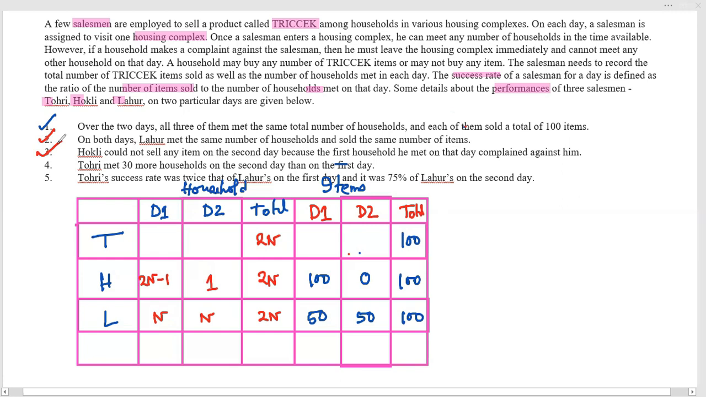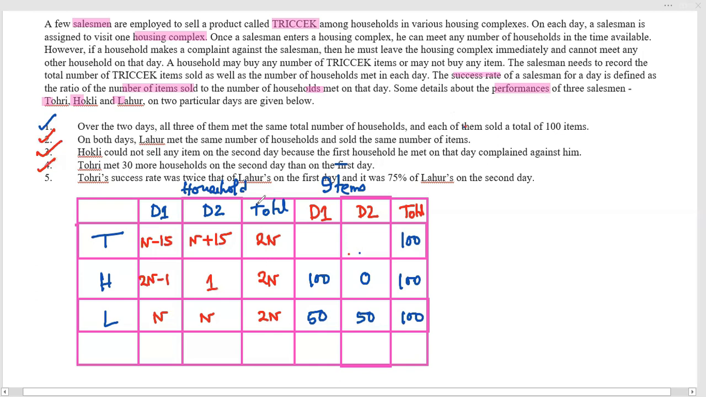Now point number 4. T met 30 more households on the second day than the first day. So the number of households is 30 more here. I know if it is written in n, it would be equal, so it should be 15 less here and 15 more here. So it should be n minus 15 here and n plus 15 here. Then 30 more households visited. So it is our point number 4. Point number 5.